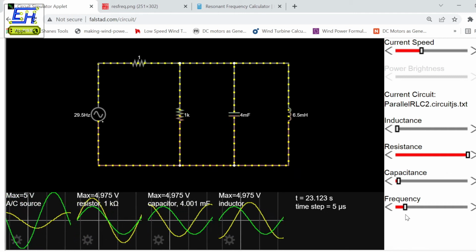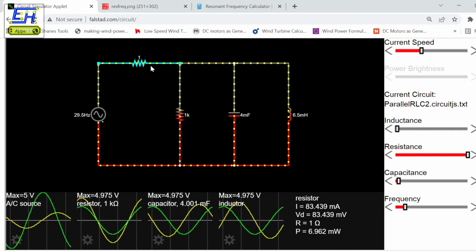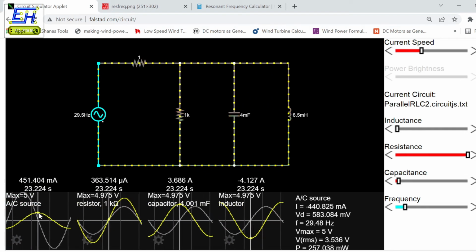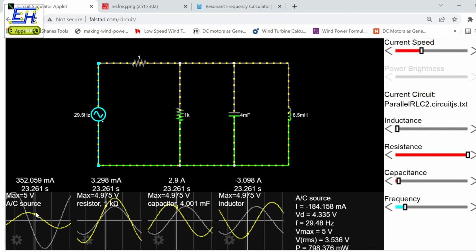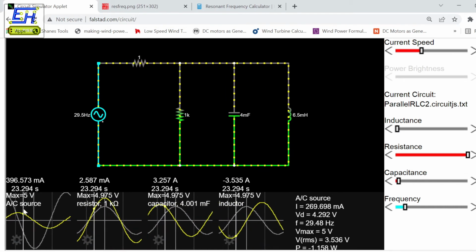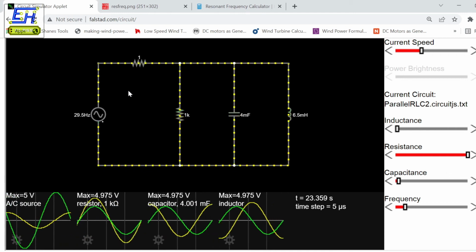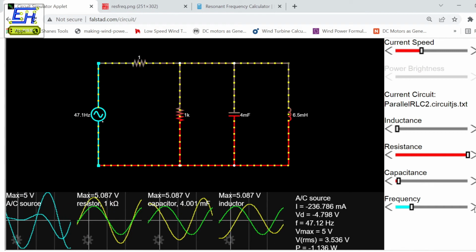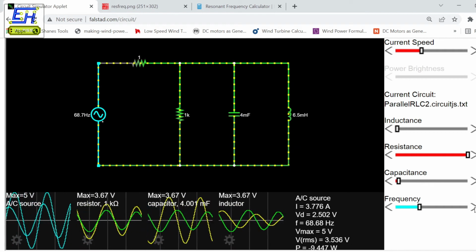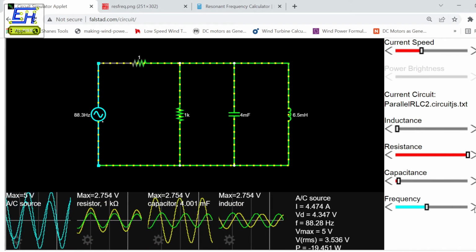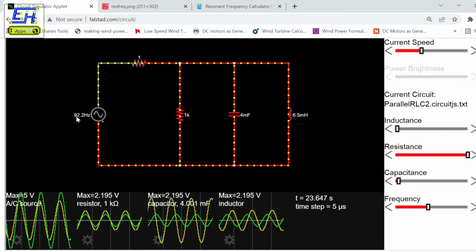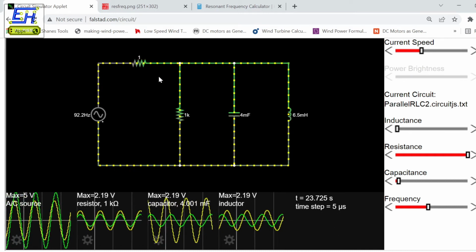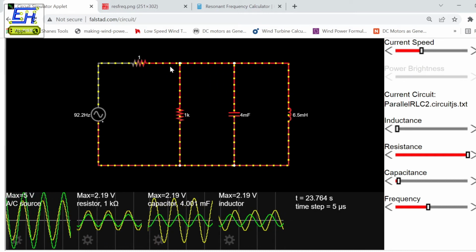We'll first note that a very small amount of current is flowing. At this particular frequency of 30 hertz, you can see that the peak is around 450, or closer to 400 milliamperes. I'll increase the frequency slowly. Now we are at around 90 hertz, and you can see that the circuit current has increased drastically. Now it is oscillating back and forth very fast.